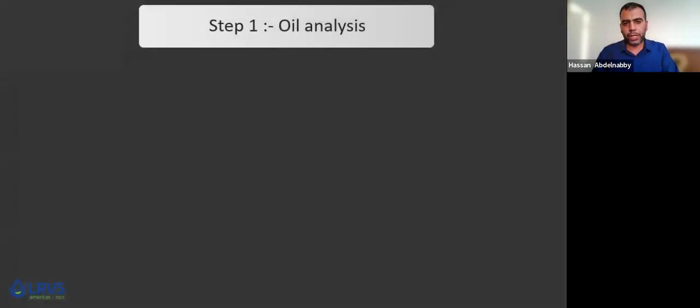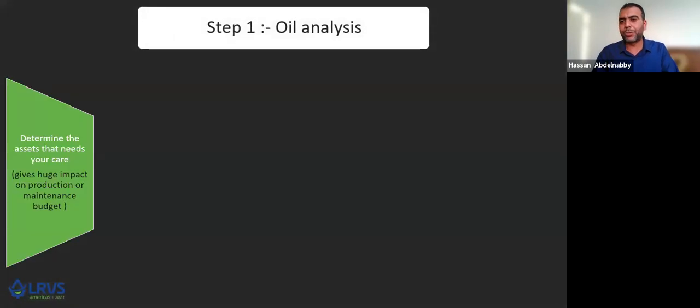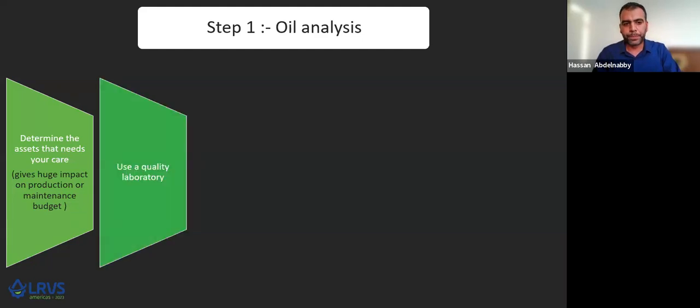So the first stage is oil analysis. You need to know where you are. So first of all, you need to determine the asset you need to care about. So you need to see the criticality of this asset. Is it a huge tank? Is it going to harm the production? You need to see it in order to account for it or exclude it at the beginning of your program.